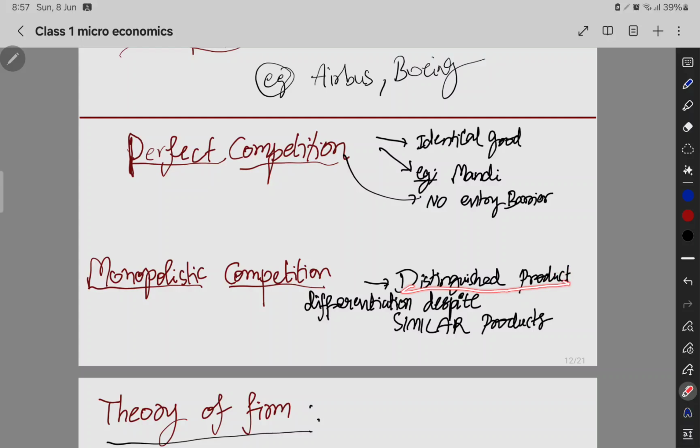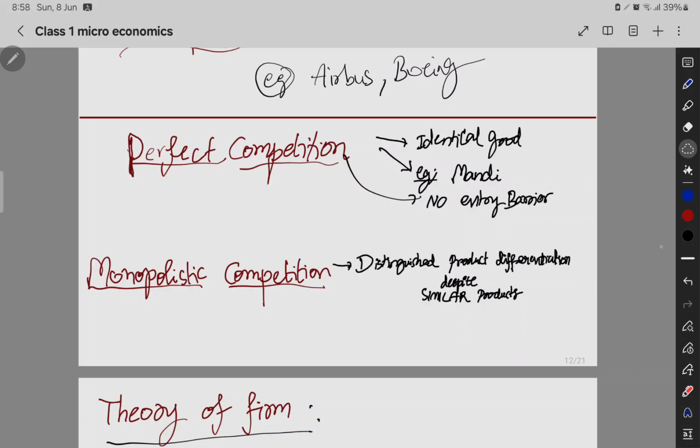Distinguished product differentiation despite similar products. I think this is more clear now.